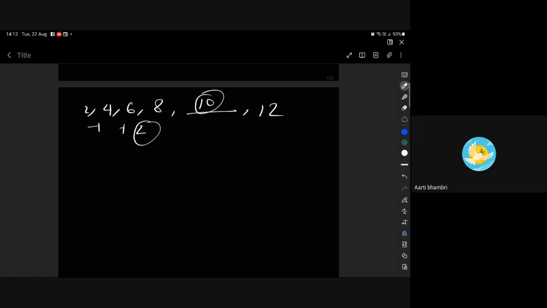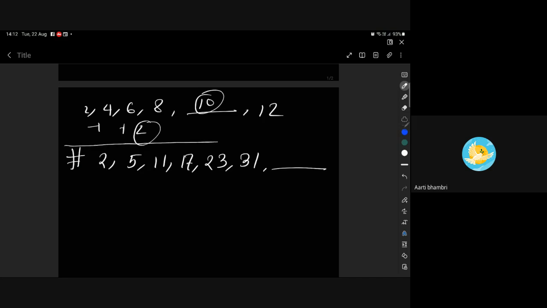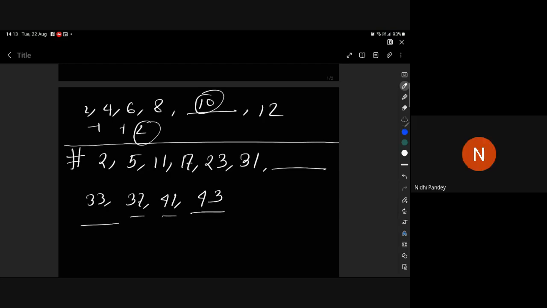Try to solve this one: 2, 3, 5, 11, 17, 23, 31. What is the next number? The options are 33, 37, 41, and 43. 37 is the answer.